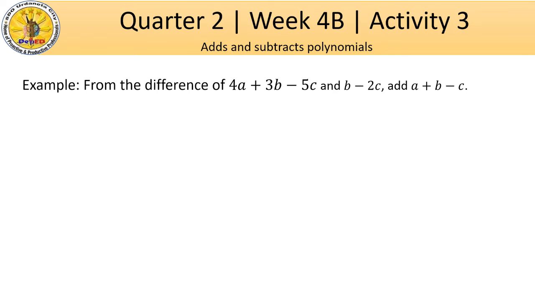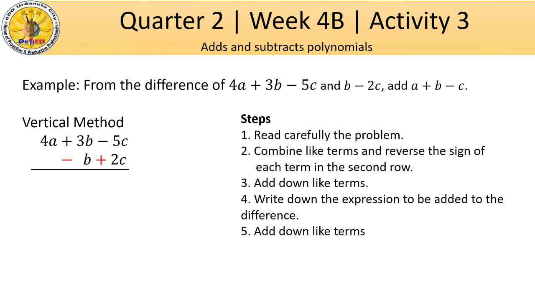Example number 1. From the difference of 4a plus 3b minus 5c and b minus 2c, add a plus b minus c. The method I'll be using in this example is the vertical method. The first thing I need to do is to read carefully the problem. As you can see from the problem, it says there that the difference of 4a plus 3b minus 5c and b minus 2c will be added to a plus b minus c.